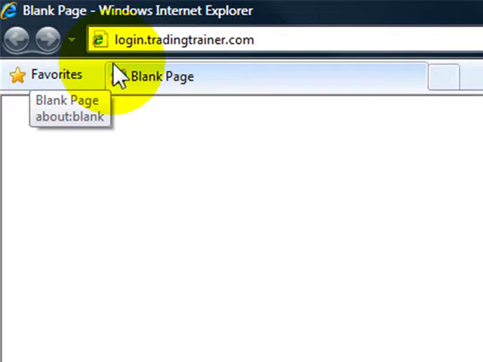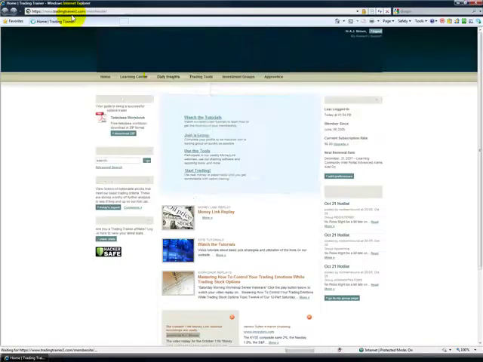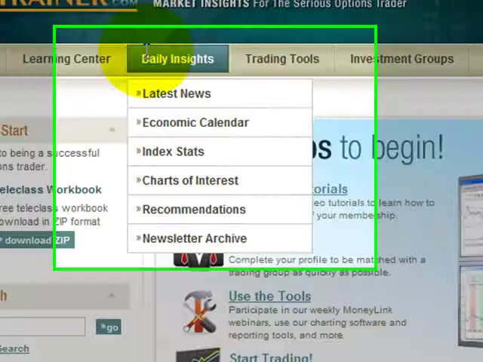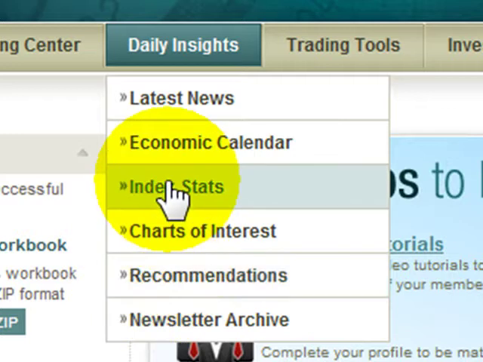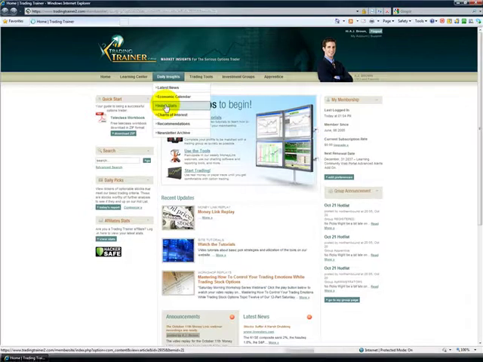portal by going to login.tradingtrainer.com. Now, once I've logged into the Learning Community web portal, I'm going to ask that you go to the Daily Insights tab and then go to the Recommendations sub-tab. Look at the recommendations for tomorrow's trading session. Also, you're going to find the audio commentary there. Please listen to it. In the meantime, for this particular broad market analysis of this Charts of Interest video series, I'm going to go right to Index Stats.